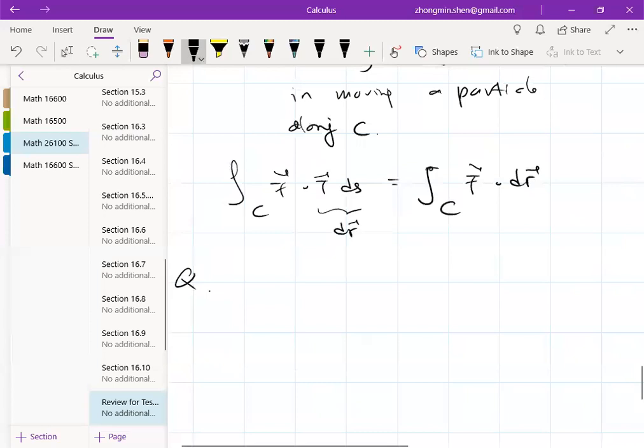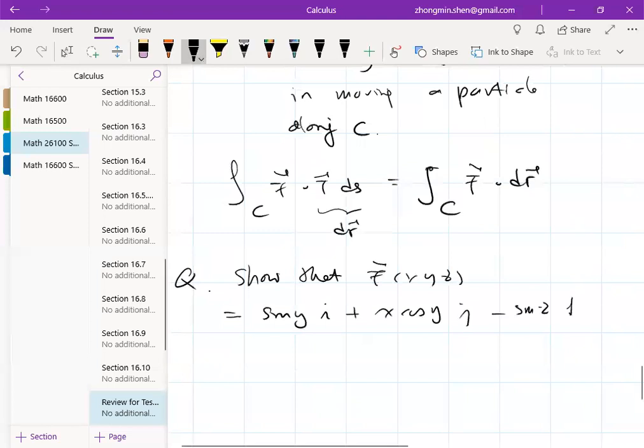So our next problem is to show that this force field F(x, y, z) = sin y i + x cos y j - sin z k is conservative and find the f such that F is the gradient of f.